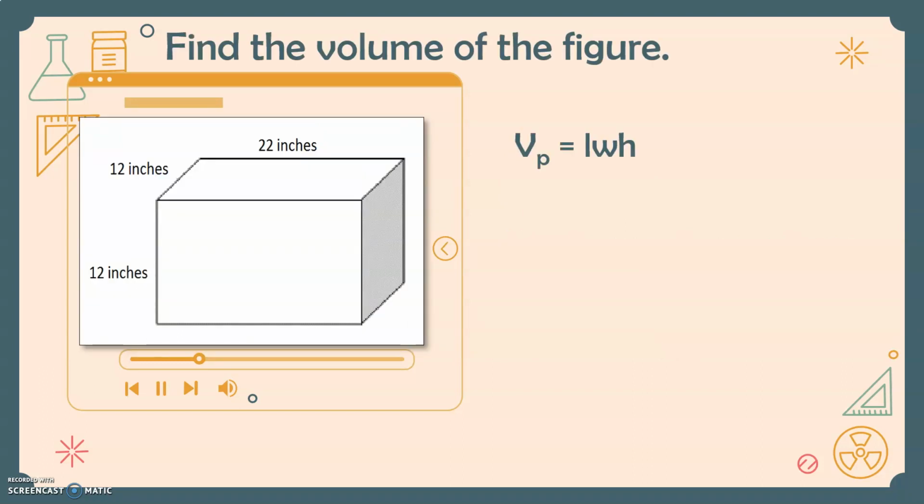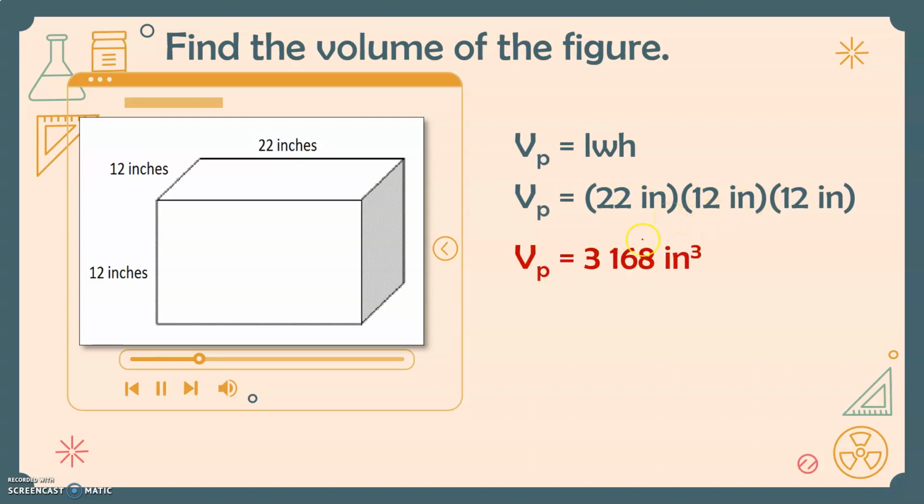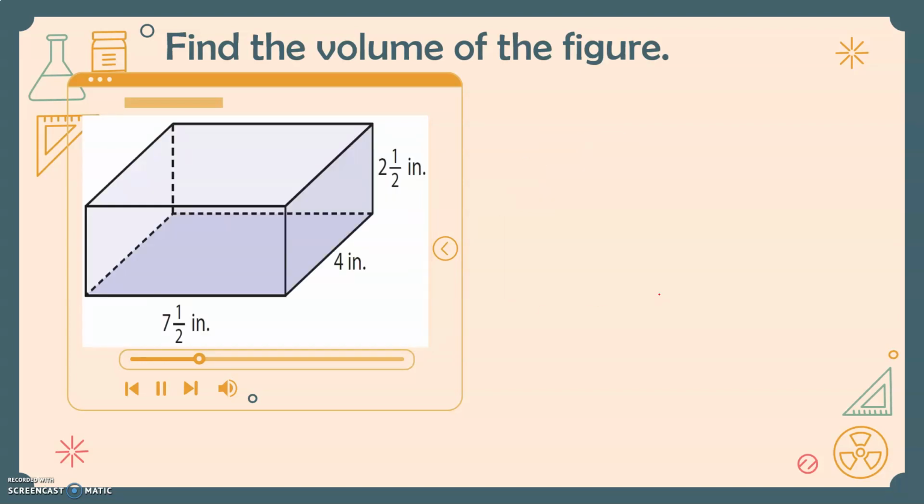Next, this time we are given a rectangular prism. So we have here a length of 22 inches, a width of 12 inches, and a height of 12 inches. So for our formula, we'll use length times width times height. Substituting the given information, we'll have 22 inches times 12 inches times 12 inches, and that is equal to 3,168 cubic inches. Another example. Okay, this time we are given dimensions with fractions.